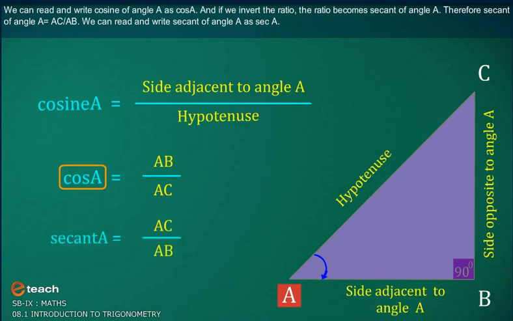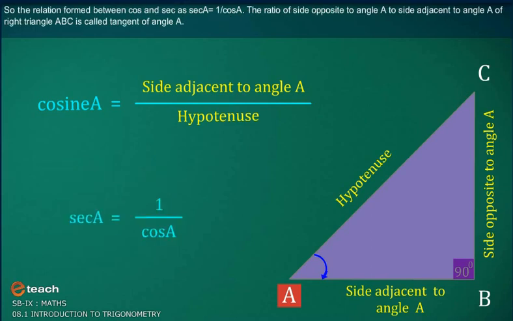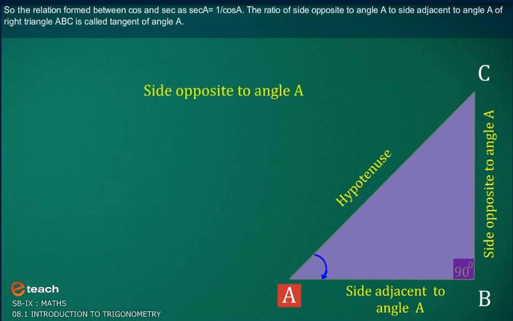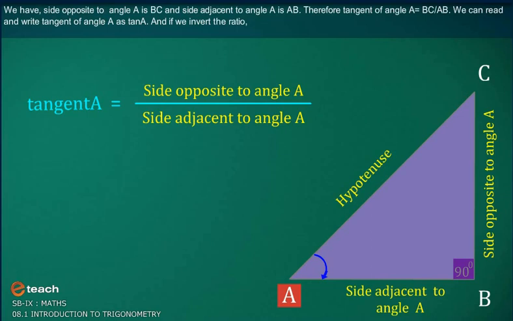Therefore, secant of angle A is equal to AC upon AB. We can read and write secant of angle A as sec A. So, the relation formed between cos and sec is sec A is equal to 1 upon cos A. The ratio of side opposite to angle A to side adjacent to angle A of right triangle ABC is called tangent of angle A.